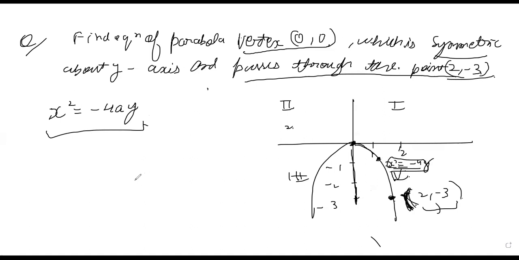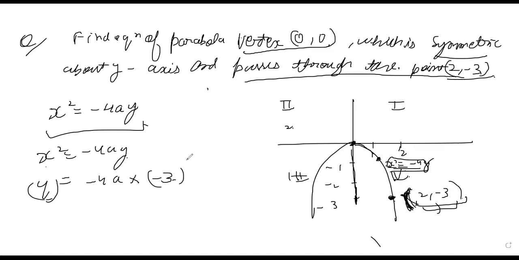But where would be the a? See, x square equals to minus 4ay. When we put x and y, what is x and y here? It'd be 2 square is equal to minus 4a into minus 3. So can we find out the value of a from this equation? Yes. So 4 upon minus minus will become positive. 4 upon 12 equals to a. So a will be what? 1 upon 3.